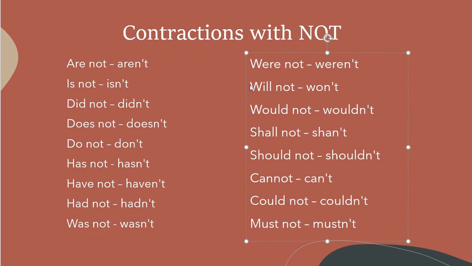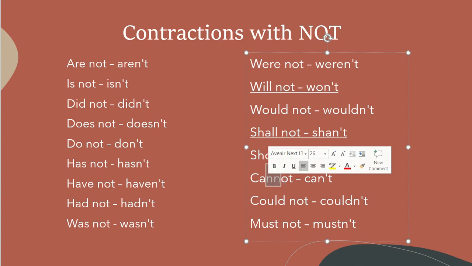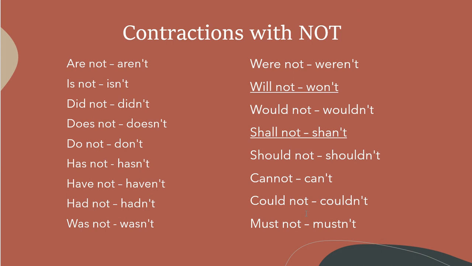Now see, will not will become won't. This is a little different. It does not become W-I-L-L-N apostrophe T. No, will not will become won't. Similarly, shall not will become shan't. They don't follow the rule. But all others are the same. Would not will become wouldn't. Should not, shouldn't. Cannot will become can't, because already two times N is there, we'll take only one N. C-A-N. And then, we are removing O, we'll put apostrophe and then T. Fine? Could not will become couldn't. Must not will become mustn't.